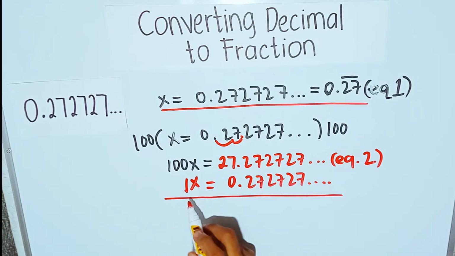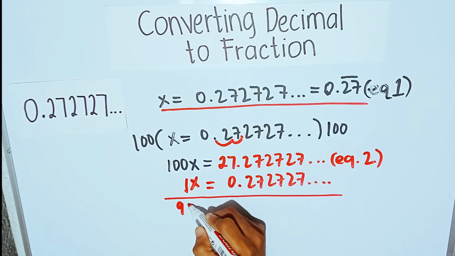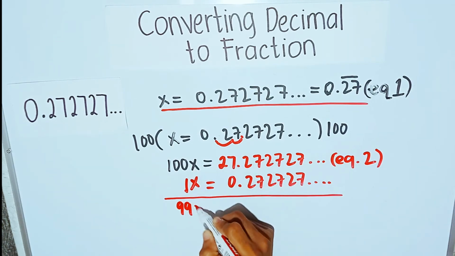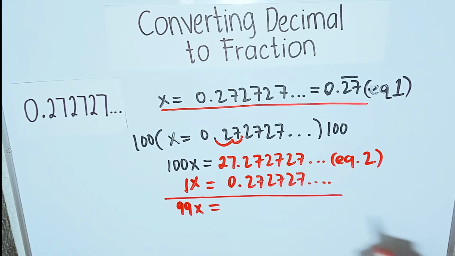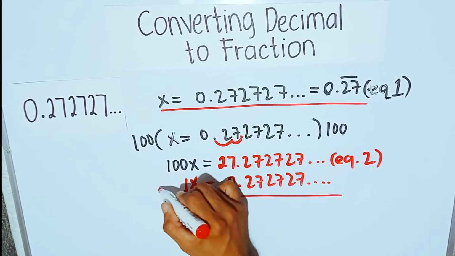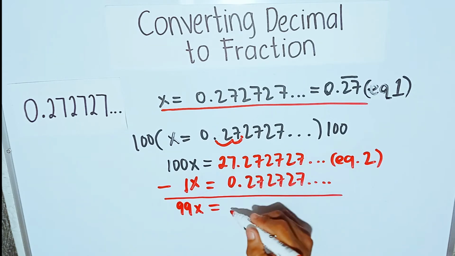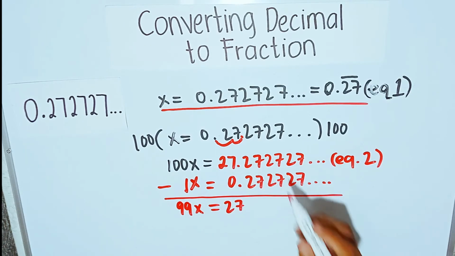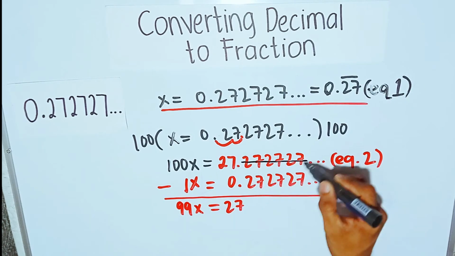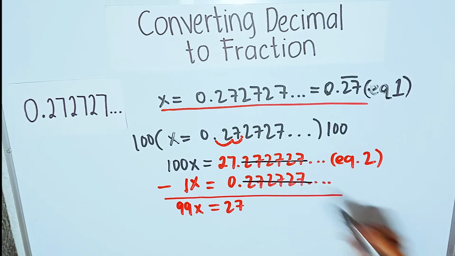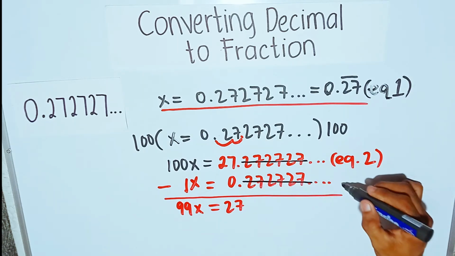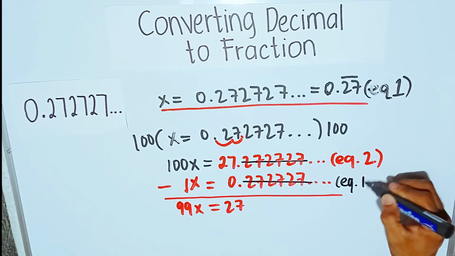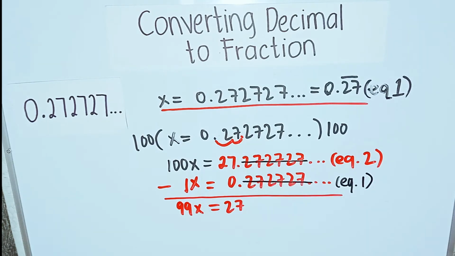Okay. 100 minus 1, we have 99. And then, copy natin yung x is equal to 27. Subtract po yan. 27 minus 0 is 27. And then, yung 27.272727 na yan is masusubtract na yan, so magiging cancel out na yan. So, sabi daw sa KML, wipe out na natin yan. Ito yung equation 1 natin. Sinubtract lang natin.